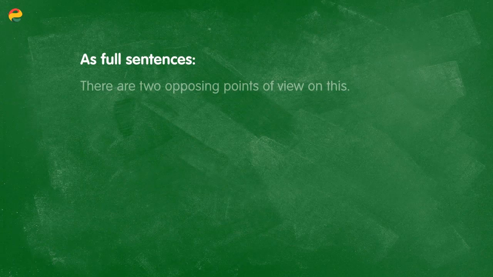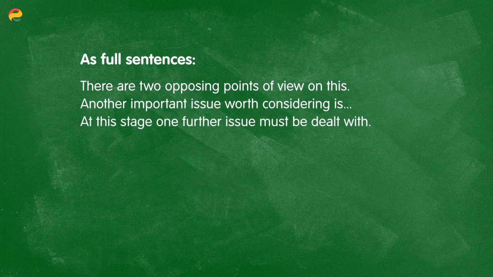And finally, there are some full sentences that we may use to transition between arguments and between ideas. Now, feel free to simply copy and paste these sentences into your writing. It's completely fine. These are sentences that native speakers and writers use all the time, so it will sound normal. And these are sentences like, there are two opposing points of view on this. Or, another issue worth considering is, or another important issue worth considering. And finally, at this stage, one further issue must be dealt with.